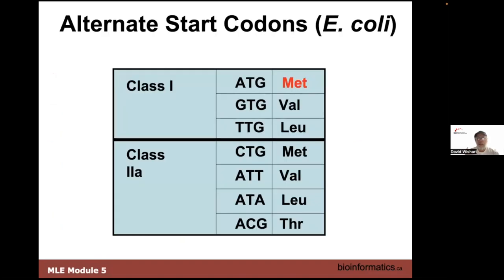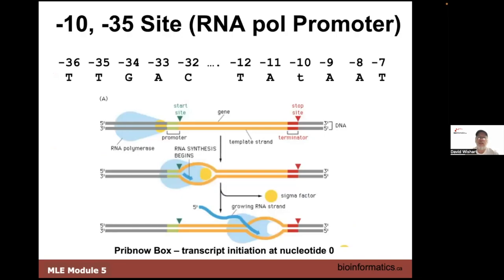So again, just to remind you about some of these alternate start codons, there's class one: ATG, GTG, and TTG. There's a couple of other ones, a little rarer: CTG, ATT, ATA, and ACG. So one thing to do is to include these ones, the class 2A.